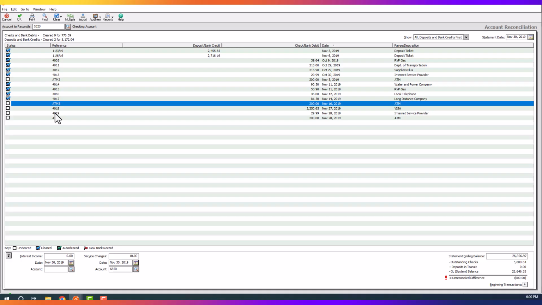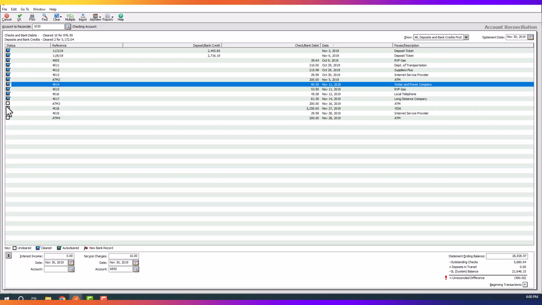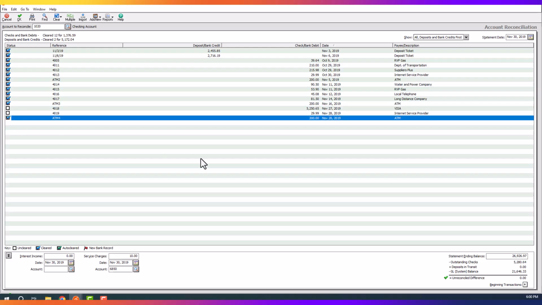So now that we've looked at those, now we're going to look at the ATM withdrawals. There are three of them on the bank statement. There are also three of them here. The amounts and dates look like they match up, so I'm going to check all of those.